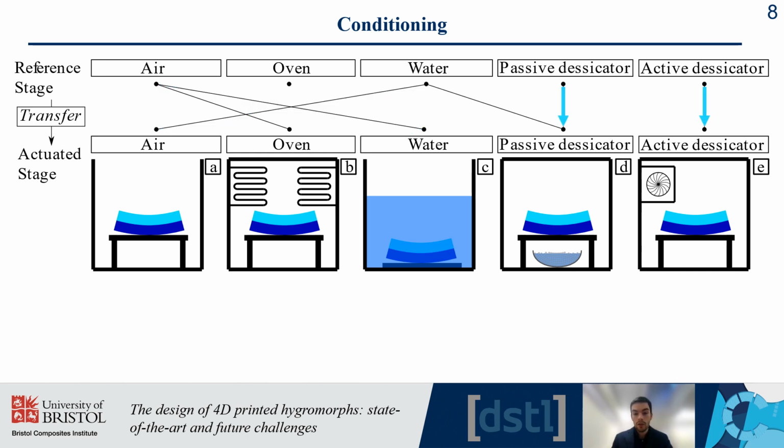And that's why researchers are increasingly going for passive desiccator or active desiccator. Passive desiccator is a box in which you have a specific relative humidity, and you cannot modify this relative humidity unless you open your box.